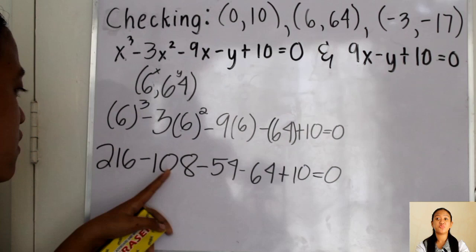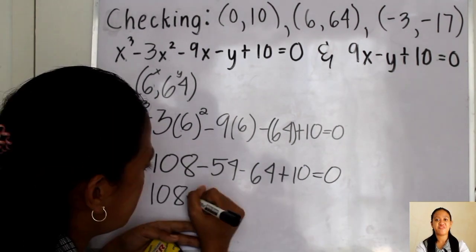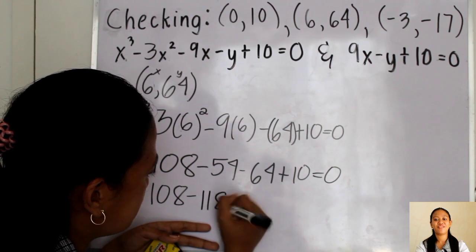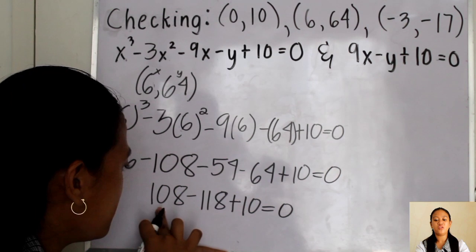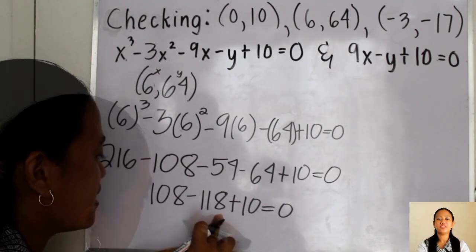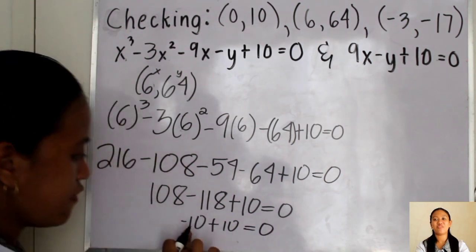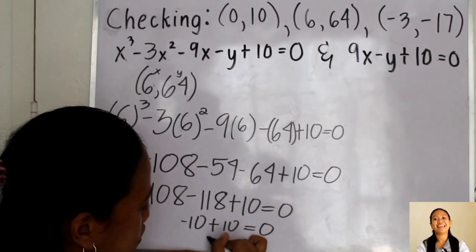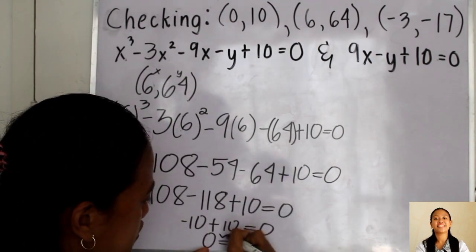216 minus 108 is equal to 108. Negative 54 minus 64 is equal to negative 118. Copy plus 10 is equal to 0. 108 minus 118 is negative 10, plus 10 equal to 0. Negative 10 plus 10 is equal to 0. So the solution set 6 and 64 is correct.